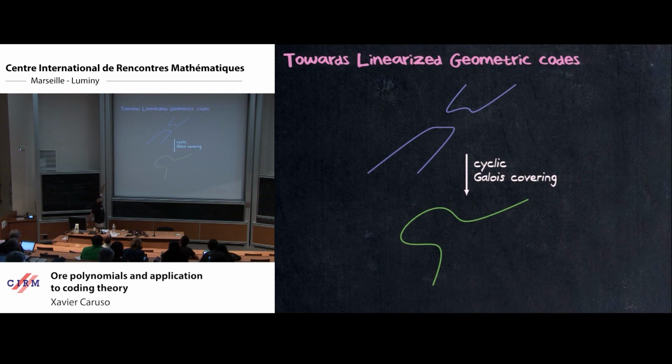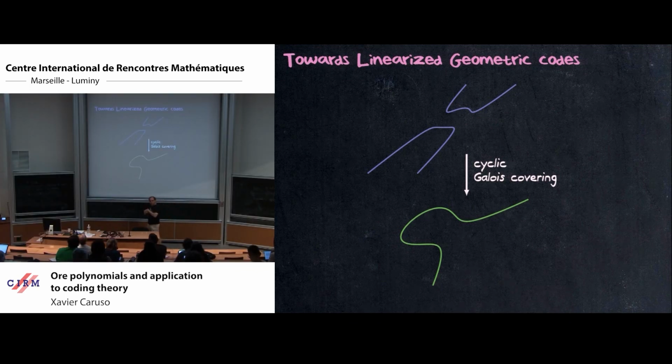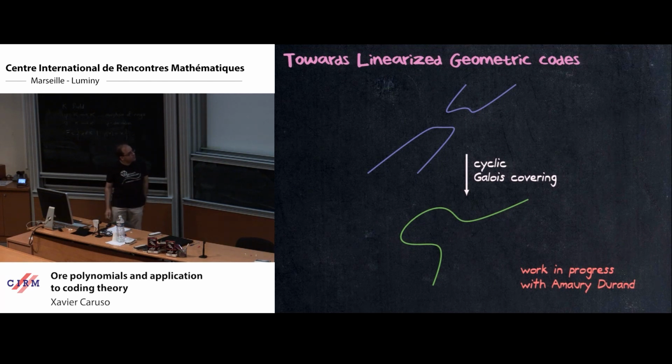And you can wonder if we can do this in a more general situation, instead of having a covering of P1 by P1, or A1 with 1 point removed by A1 with 1 point removed, try to do this in a more geometric situation where we have a curve on the bottom and another covering, which is a cyclic Galois covering. But it's actually a work in progress. I won't say so much about this, but it's something which would be linearized geometric codes or something like this. So it's a very, very early stage. I just started this work with Amaury Durand, who will be a PhD student of mine next year.